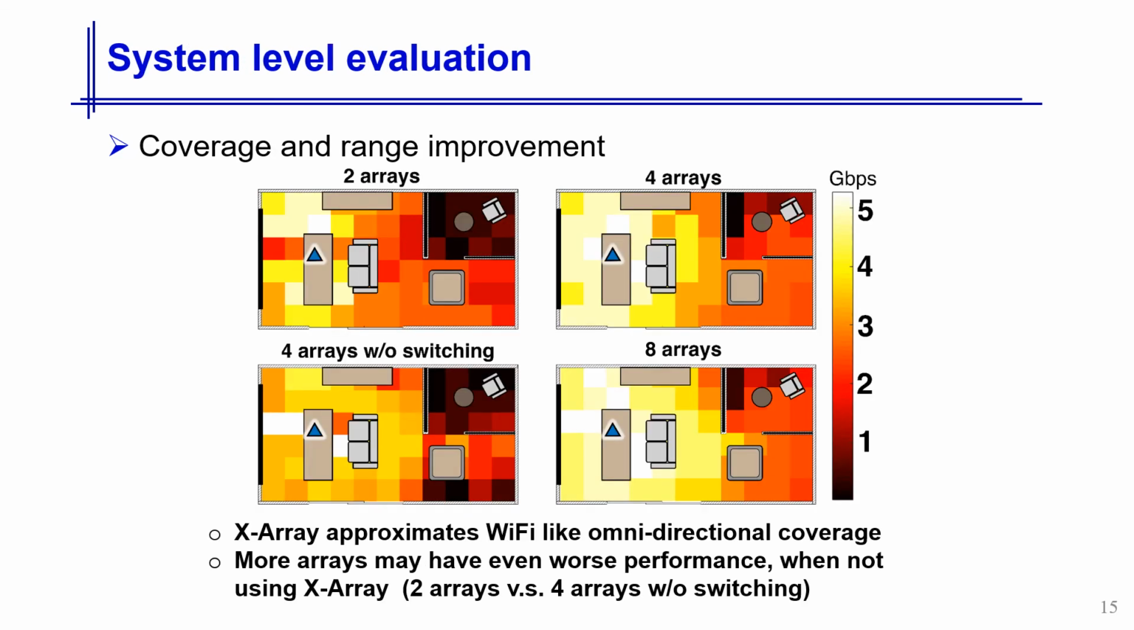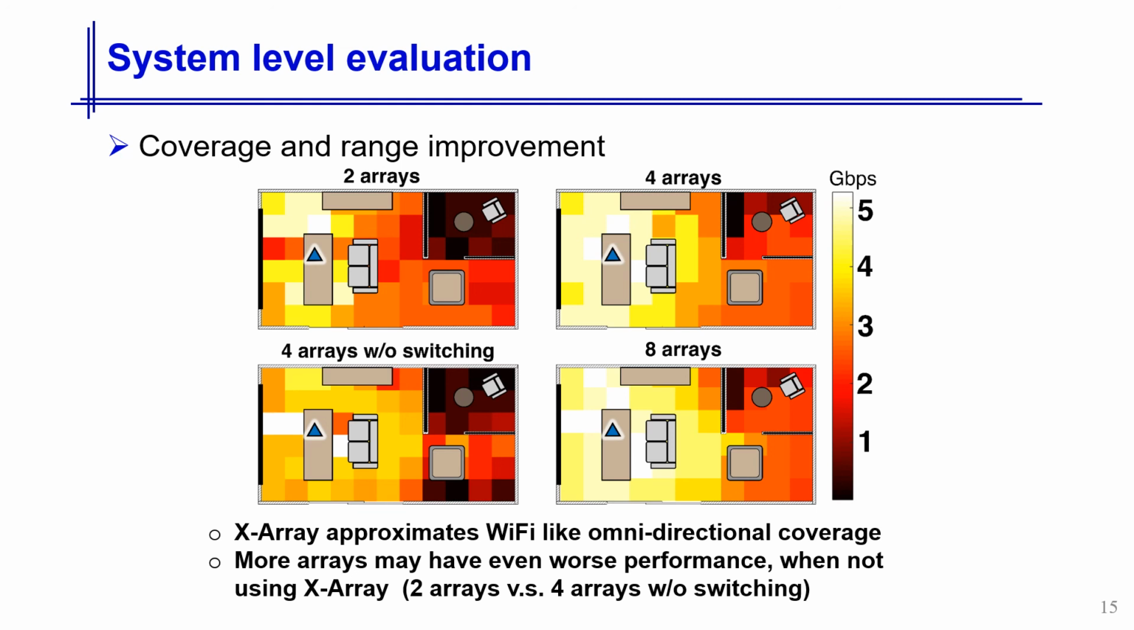To verify whether X-ray effectively exploits the coverage advantage of APA, we conduct experiments with different numbers of arrays, and by disabling and enabling its design components in both typical indoor and outdoor scenarios. We evaluate the case with 2, 4, and 8 arrays running X-ray, and the case with 4 arrays, but disabling the array selection and co-phasing. The result of the indoor scenario is shown in the figure.